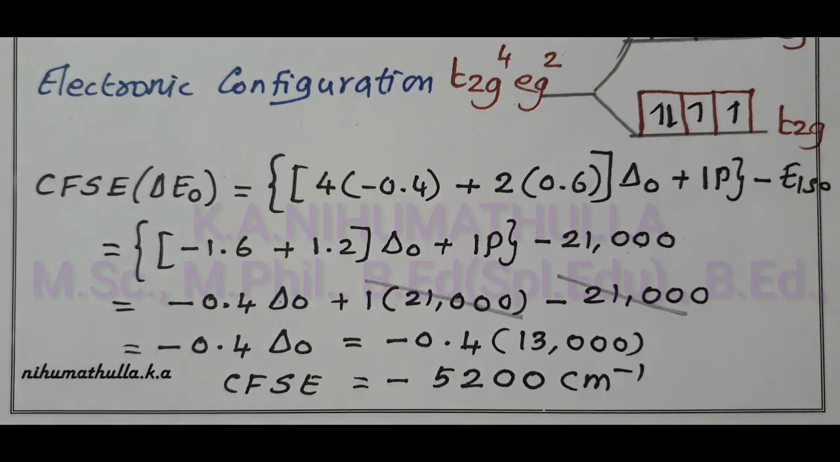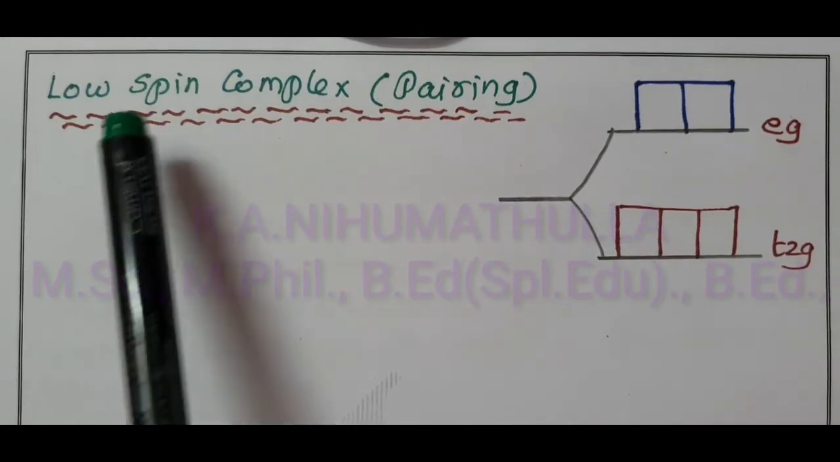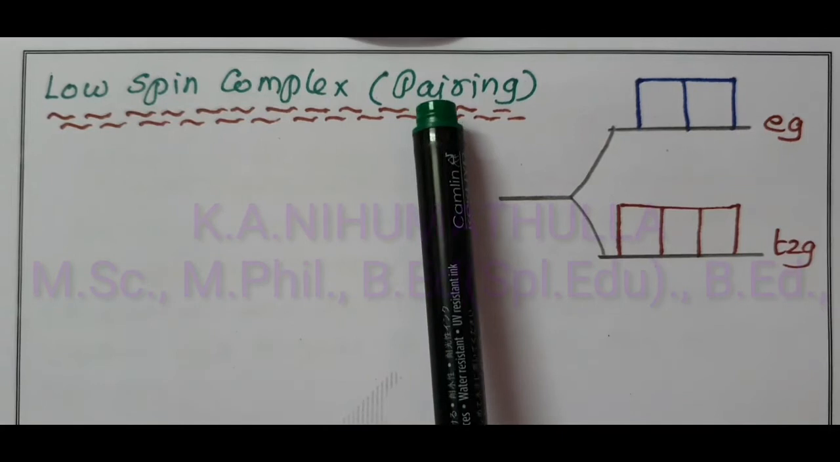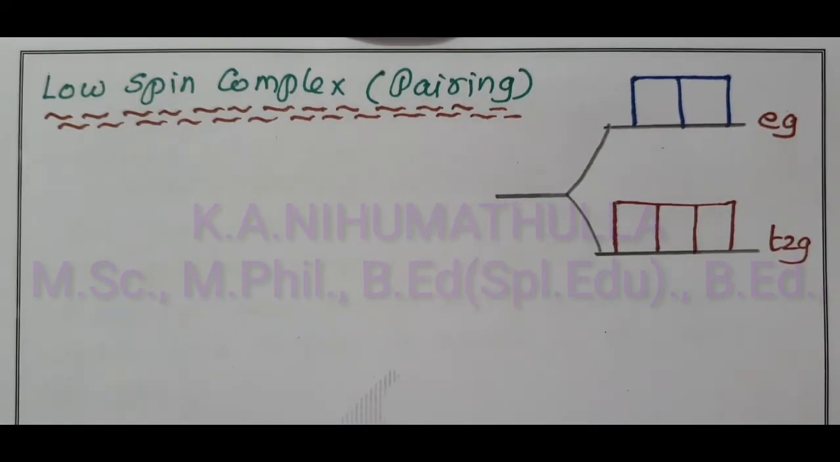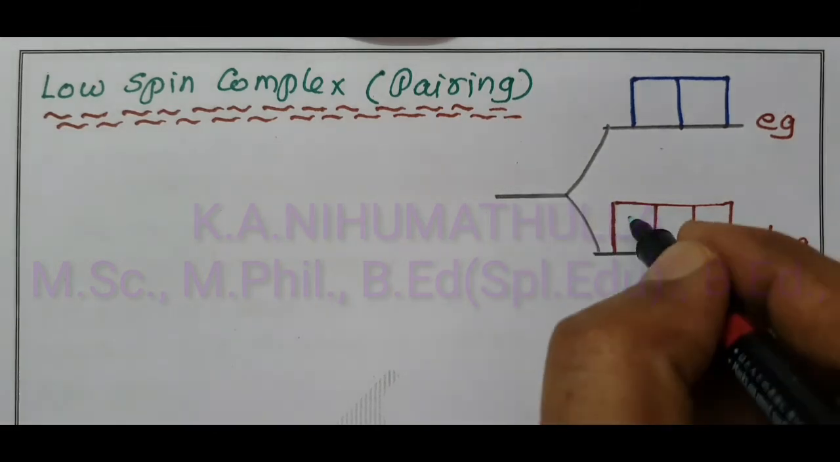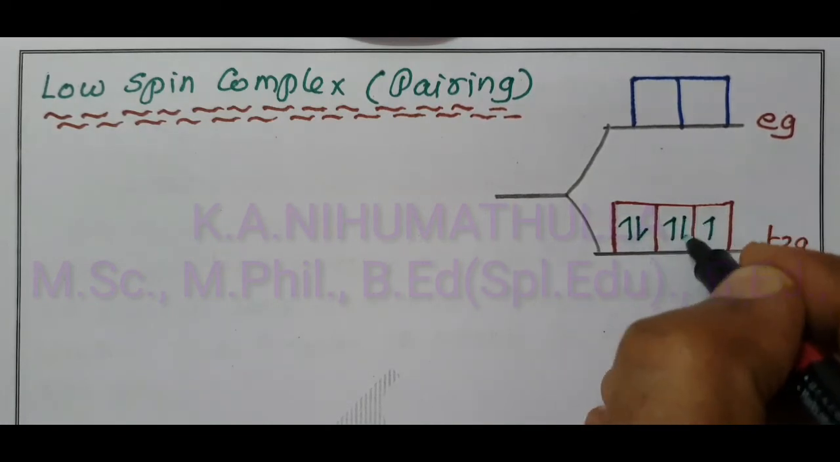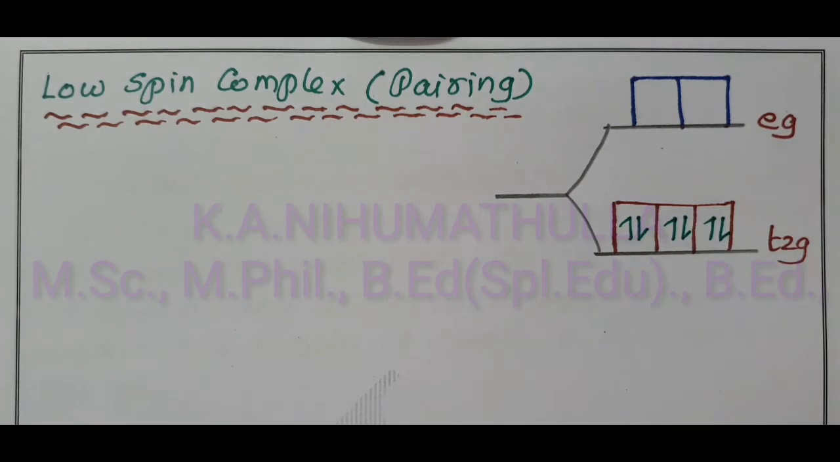Now we are going to calculate the crystal field stabilization energy for low spin complex, spin paired complex. Low spin complex in which pairing takes place. We have 6 electrons in d orbital, that is 6 electrons we are going to fill up with the pairing. 1, 2, 3, 4, 5, 6. Totally we have only 6 electrons.